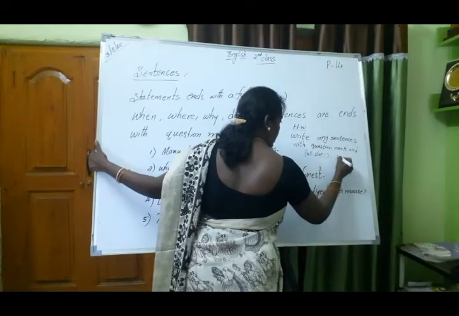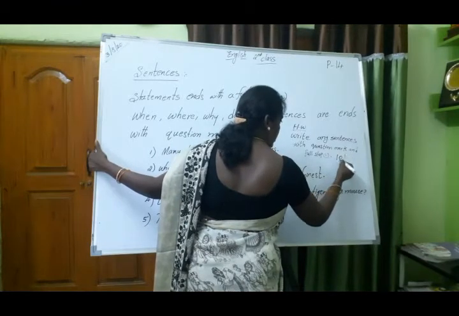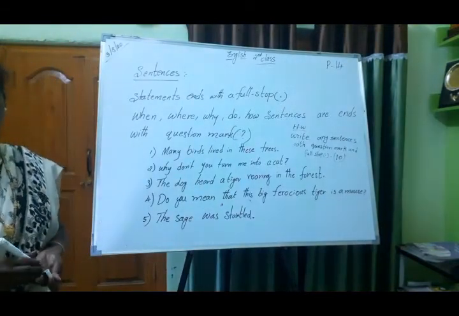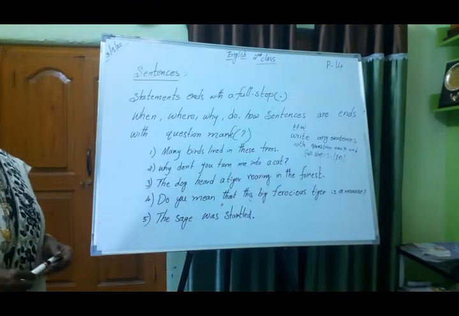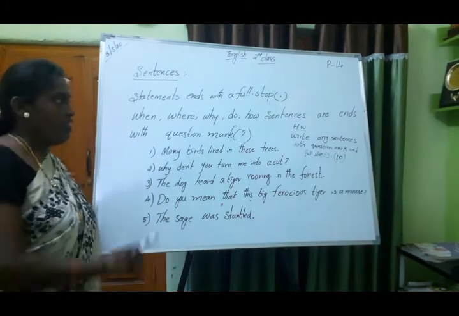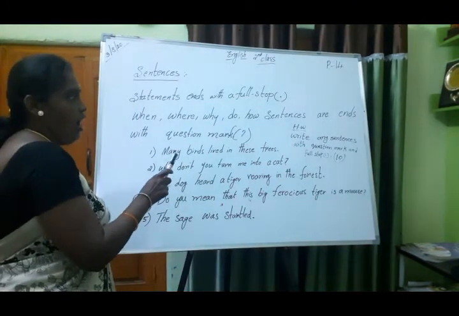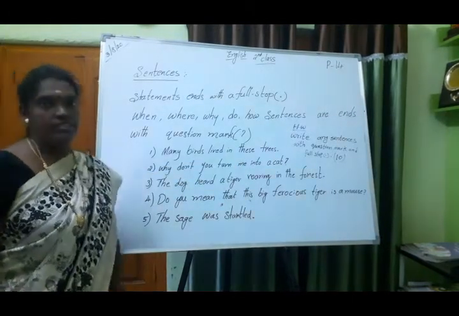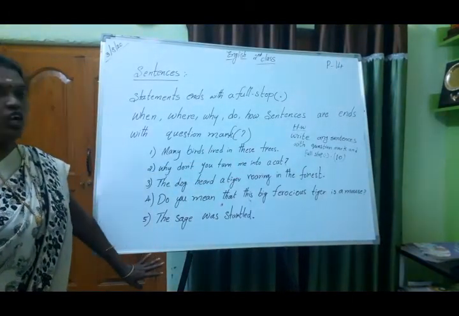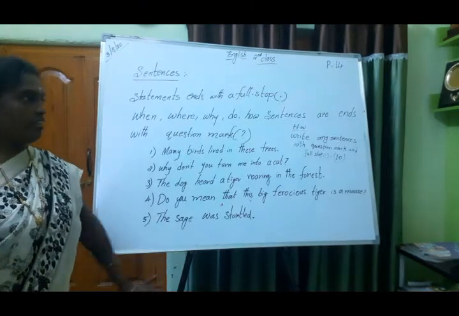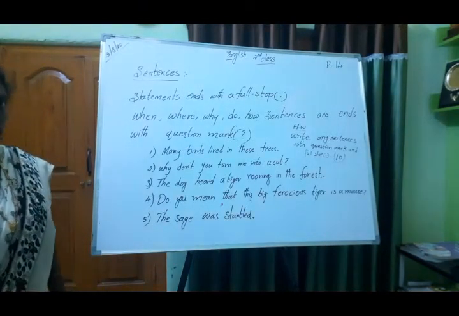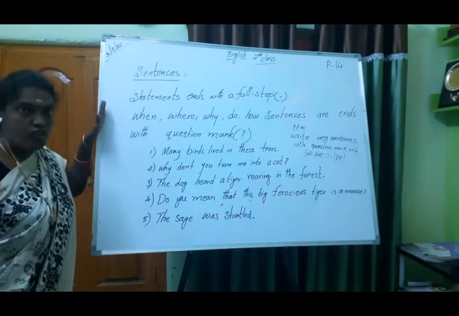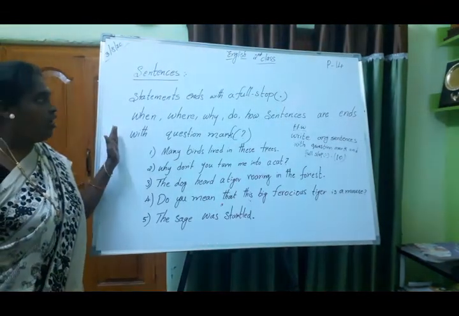10 sentences you write. Okay, children? 10 sentences. The 5 sentences with question mark and 5 sentences with full stop. Total how many sentences you have to write? 10 sentences, children. 5 sentences with question mark and 5 sentences with full stop. Okay, children? You understand now? You understand where you have to use the full stop and where you have to use the question mark.